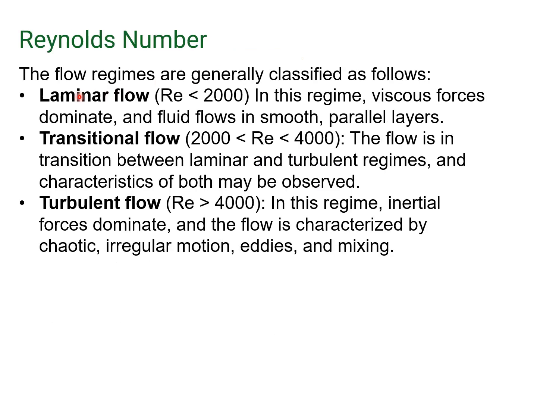So generally, the different flow regimes are classified as follows. For Reynolds numbers less than 2,000, that's referred to as laminar flow. For Reynolds numbers between 2,000 and 4,000, that's transitional flow. And for Reynolds numbers greater than 4,000, it's turbulent flow.